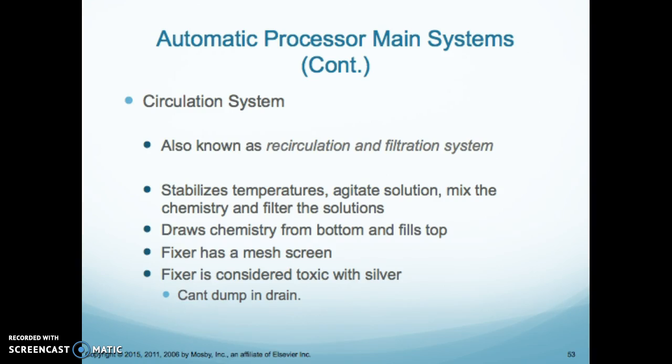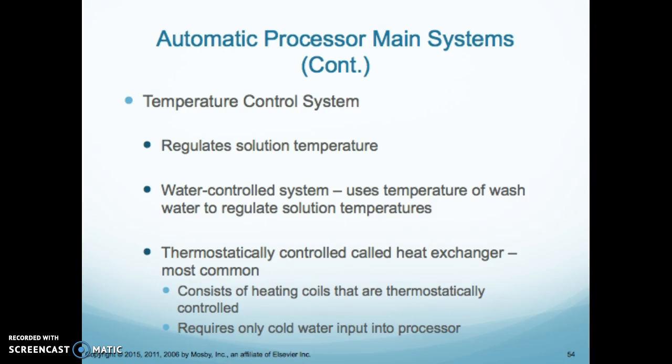Circulation, also known as recirculation or filtration system, stabilizes the temperature, agitates the solution, mixes the chemistry, and filters the solution. So it draws chemistry from the bottom and refills it on the top. The fixer has a mesh screen because it can get thick towards the bottom. You don't want thick stuff going through to the silver recovery unit, and the fixer is considered toxic with silver, and it cannot be dumped down the drain. It has to go to a silver recovery unit, which you'll cover next.